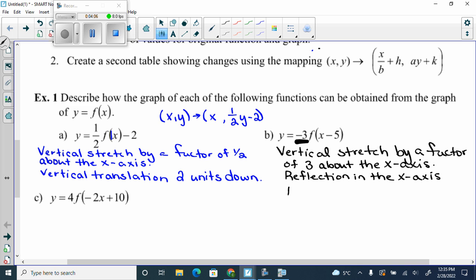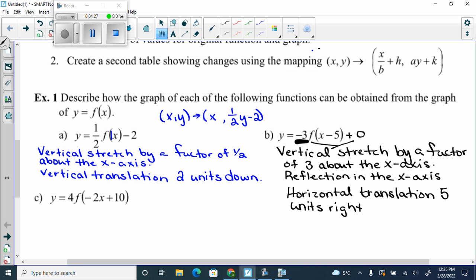And a horizontal translation is with the x. So I think it's 5. Other way. Oh. Horizontal translation, 5 units right. And like this is a +0 back. This I would say makes a y, so these outside ones affect the y, and then this affects the x.